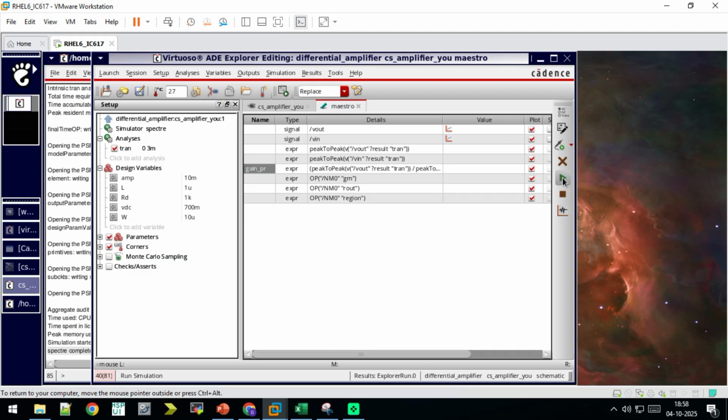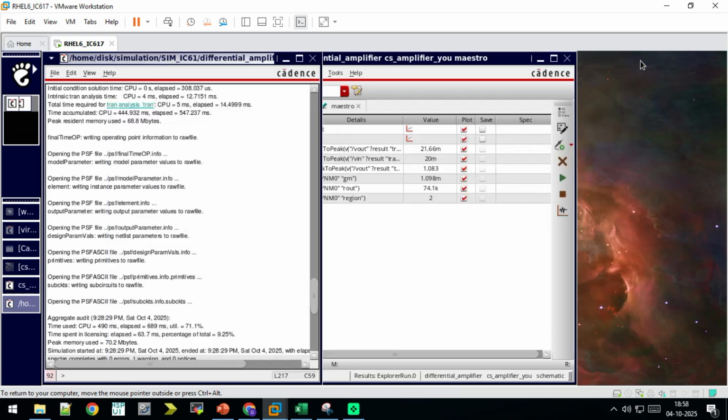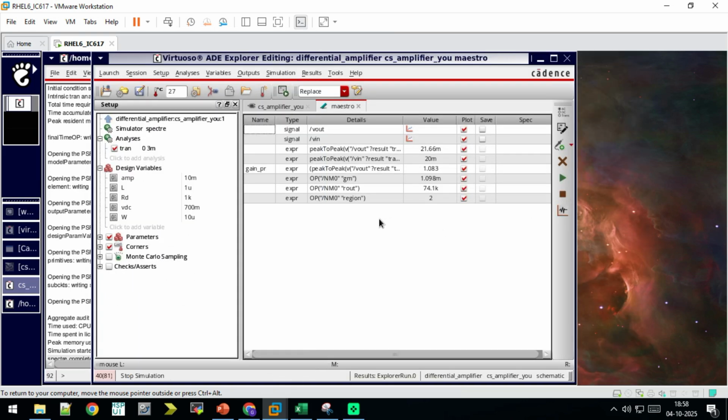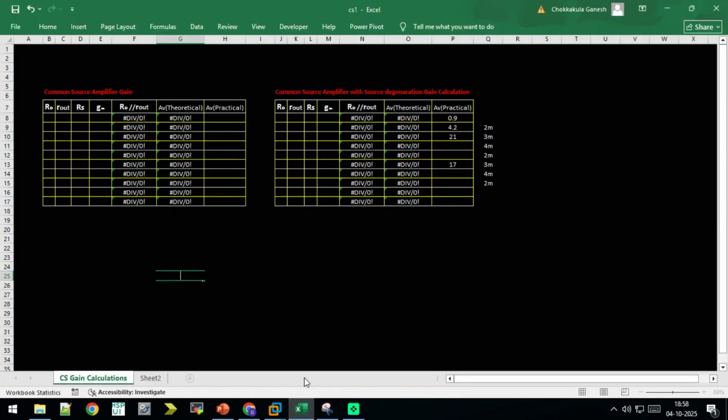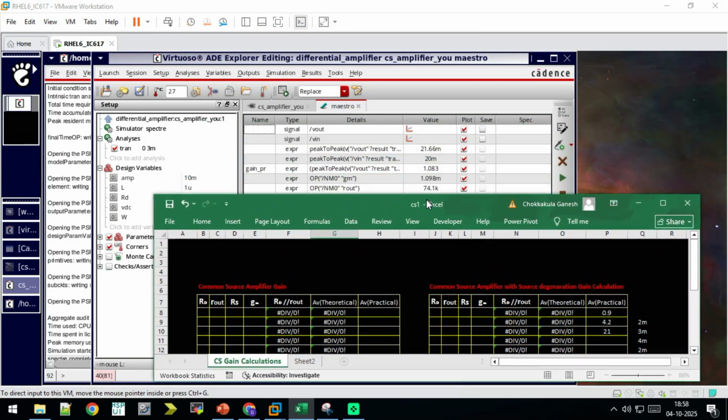Let us do the simulation. So my gain of the amplifier is 1.083. It is almost one, I'm not getting two times. So whatever input I'm applying, almost the same kind of output I'm getting over here. So let me calculate the theoretical value, formula-wise, how I can calculate it theoretically.